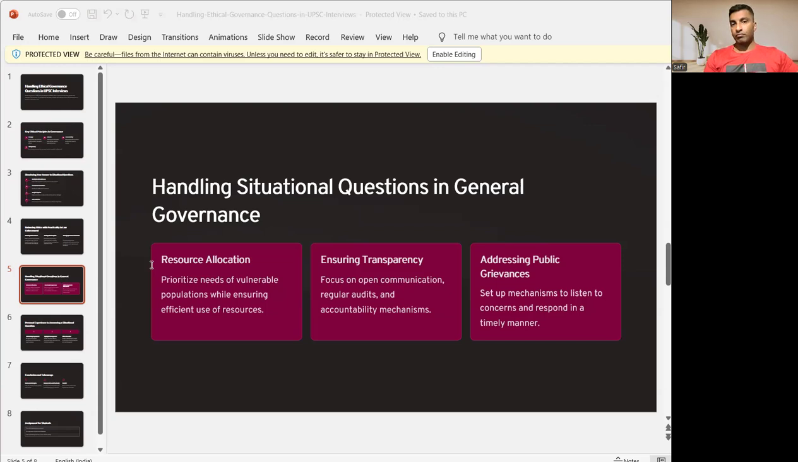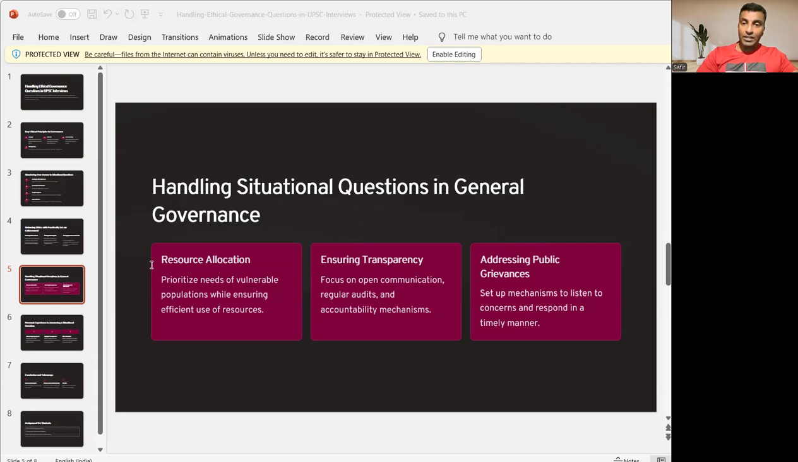Now, these are the things that you can focus on: managing resource allocation. This is one of the areas they'll ask you a question about. One common situation is like this only. And then they can ask you questions related to ensuring transparency. When it comes to managing resource allocation, one common situation is deciding how to allocate limited resources in a way that is fair and equitable. If you need to talk about fairness, the resource allocation should not have any partiality. No one should be favored. Everyone should be given equally.